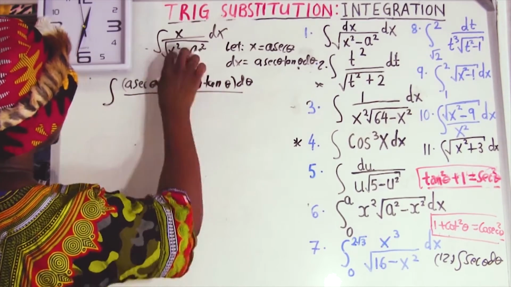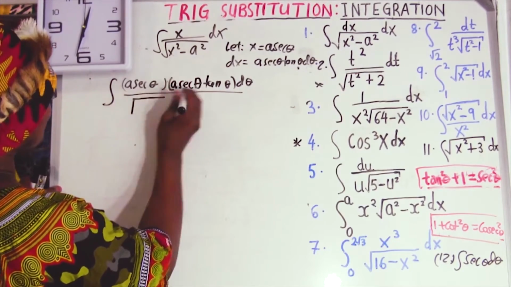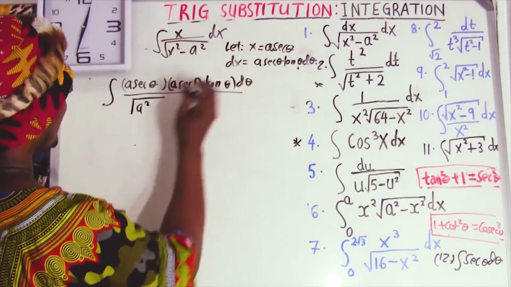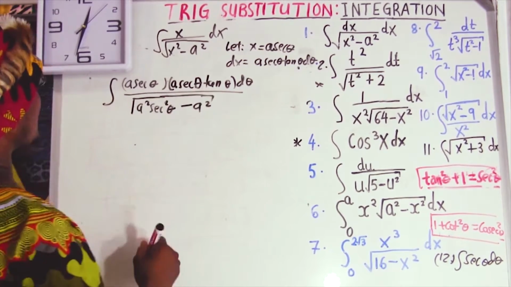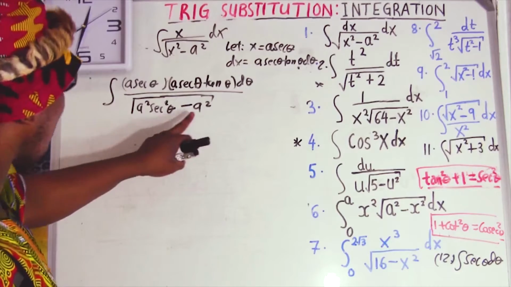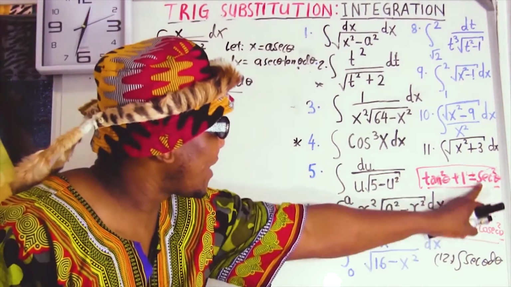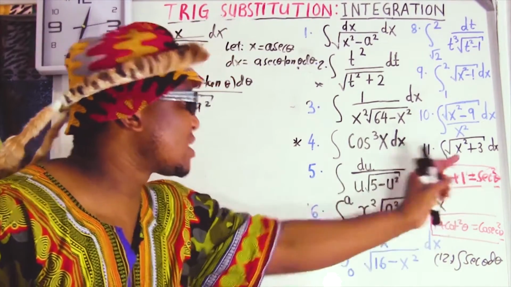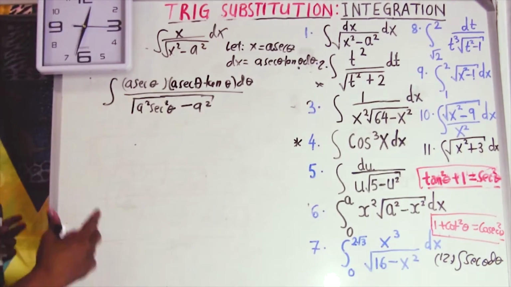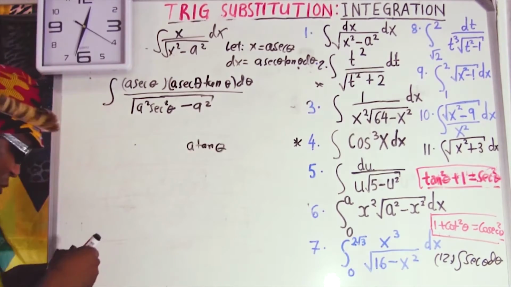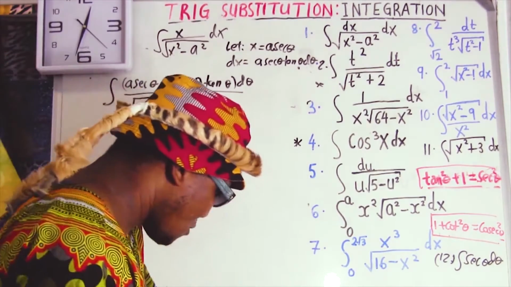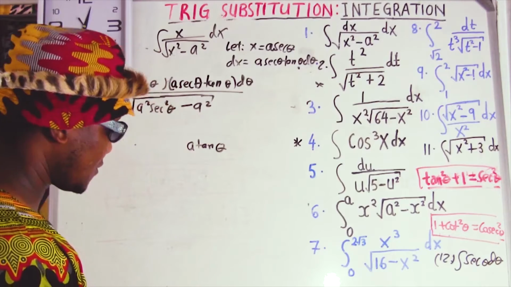Okay, now x squared. What is x squared? x squared equal to a squared sec squared minus a squared. So this is going to give us sec squared minus something. Sec squared minus 1 is going to give you tan squared. But remember, there's a root, so the answer, all of this, is going to be a tan. But let me show you how it comes about, because some of you may get confused.